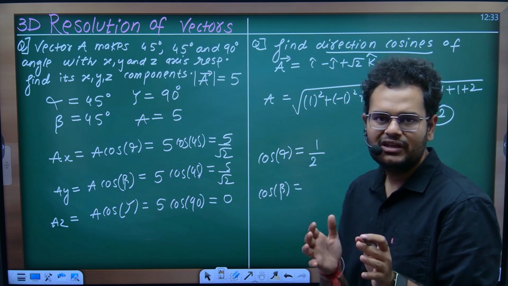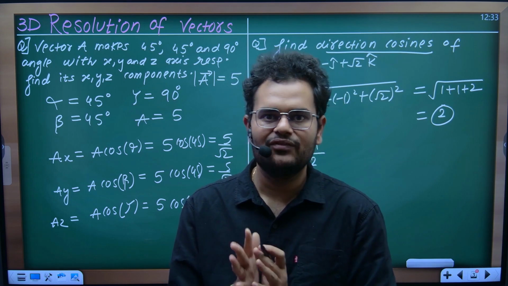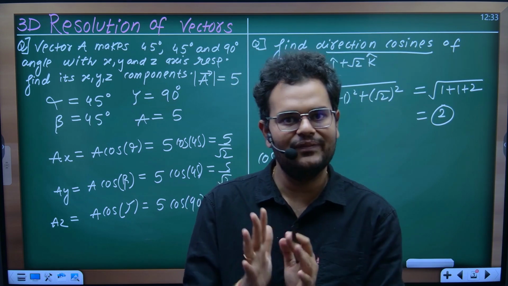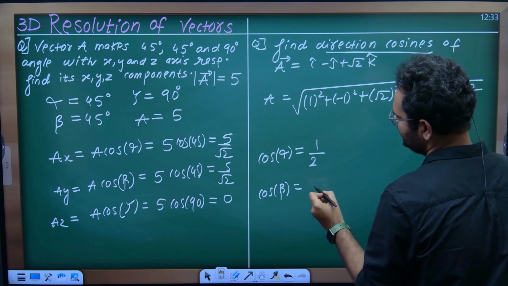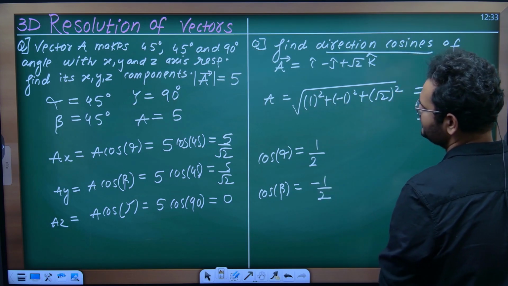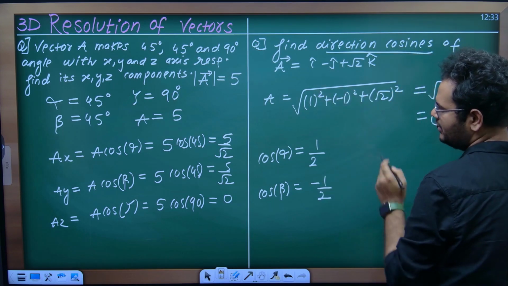Don't find alpha, okay? I know alpha is 60 degrees because cos alpha is half. They are just asking for the direction cosines, so we will find the value of cos alpha. Cos beta, sir, what is cos beta here? Cos beta is minus 1 by 2. Why minus? Because here it is minus ay upon a, right?